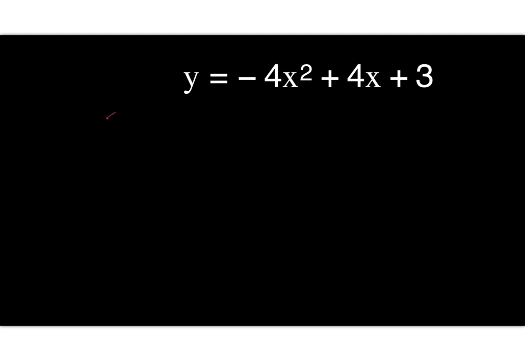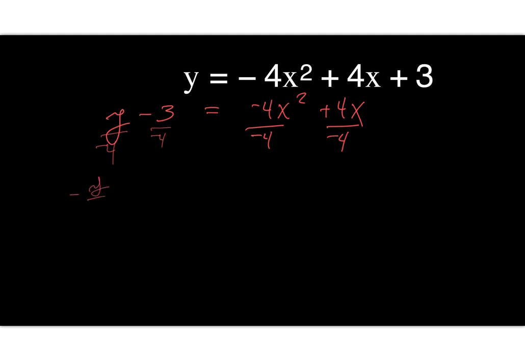Move the constants to the left. Y minus 3 equals negative 4x squared plus 4x. Before I can do completing the square, I need the first term to be 1. To make this 1, I divide by negative 4. But if I do anything to one thing, I do it to everything. So then I'll have negative y over 4. This is negative over negative, so that's plus 3/4. Don't worry about the fractions. We'll deal with them later.